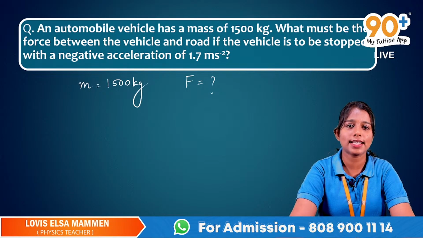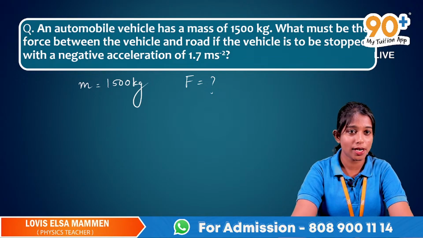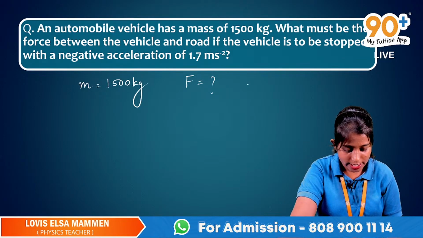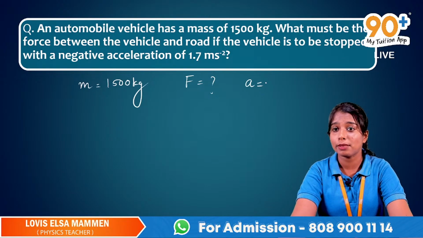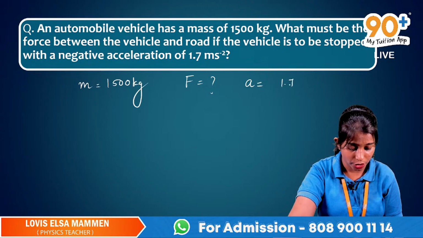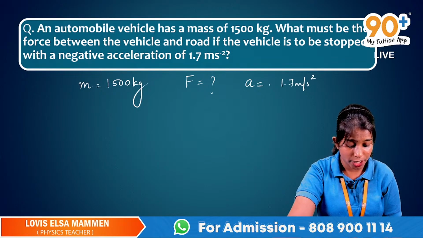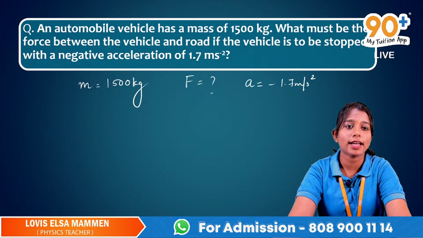വാട്ട് ഈസ് നെഗറ്റീവ് ആക്സിലറേഷൻ? ഇറ്റ് ഈസ് റിട്ടാർഡേഷൻ. ലാസ്റ്റ് ചാപ്റ്റർ നമ്മൾ പഠിച്ചിട്ടുള്ള ആണോ? യെസ്. So it has got negative acceleration. That means the value given is 1.7 meter per second square. It is negative acceleration, so you need to put a minus sign there.